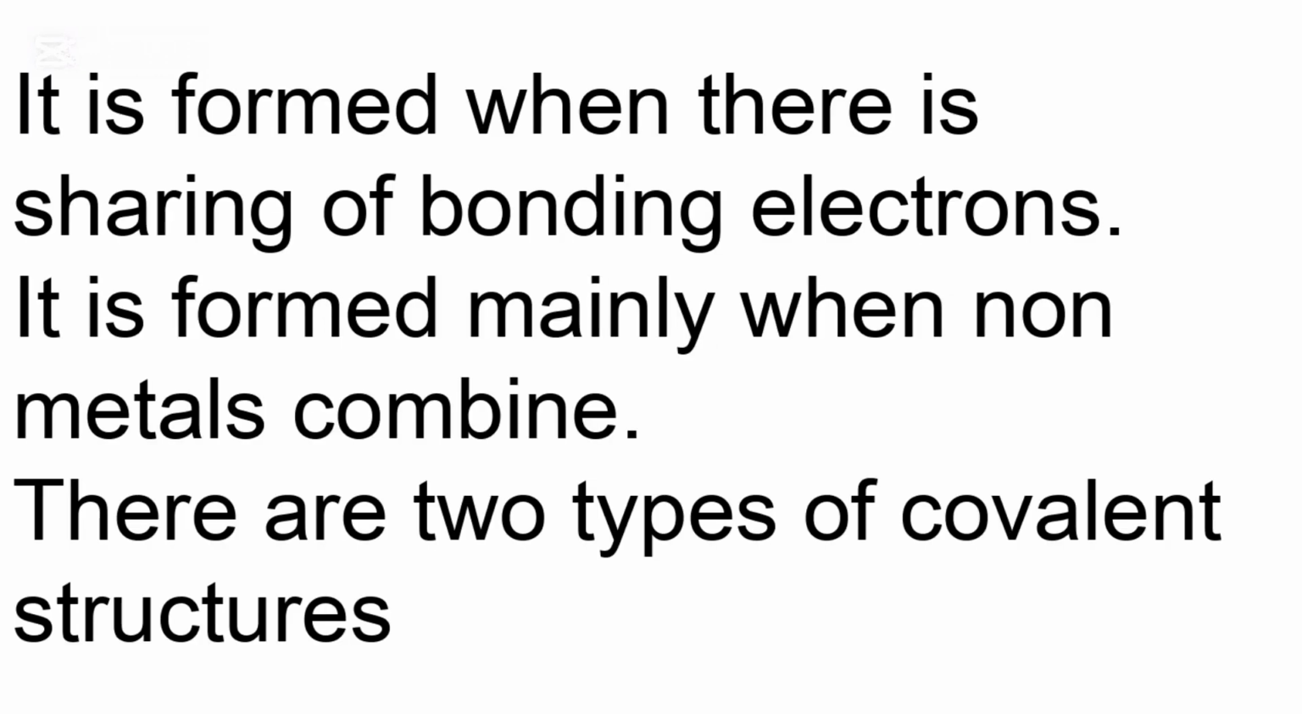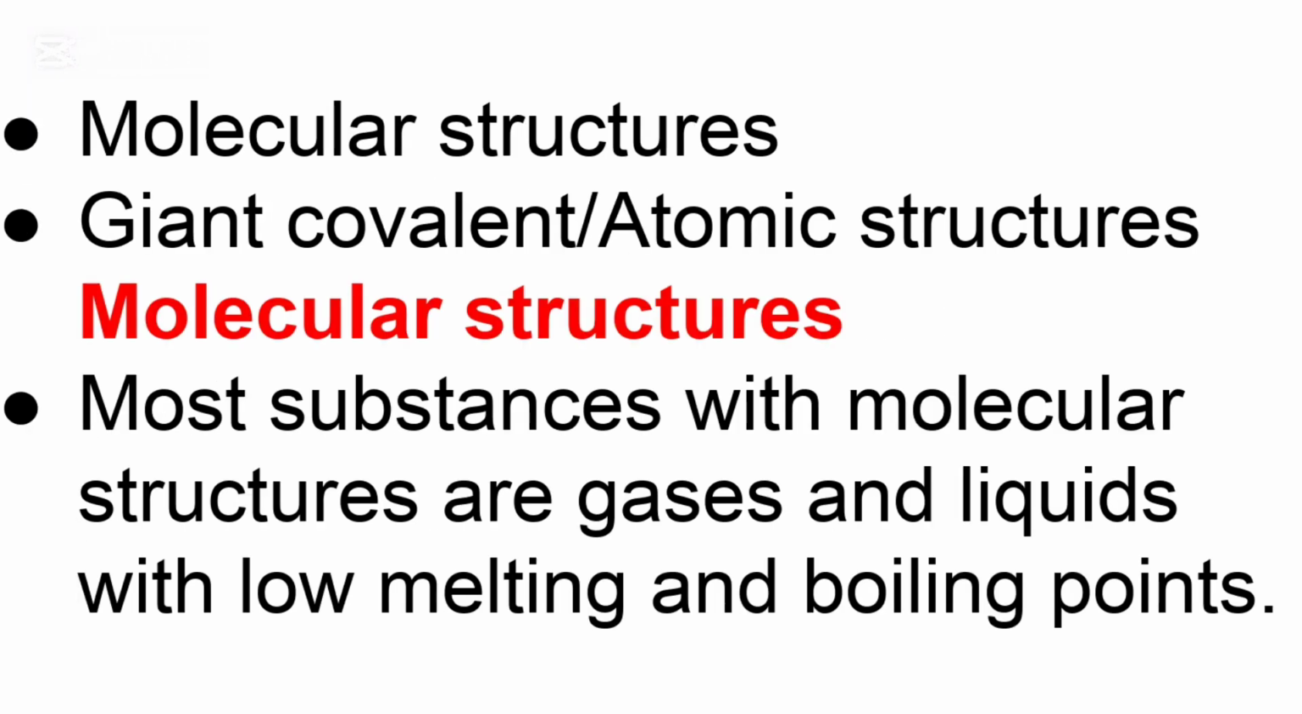It's about the covalent bond and the type of structures formed by the covalent bond. The covalent bond is formed when there is sharing of bonding electrons. It is formed mainly when nonmetals combine. There are two types of covalent structures. We have the molecular structures, and the other type is the giant covalent or atomic structures. We are going to start with the molecular structures.